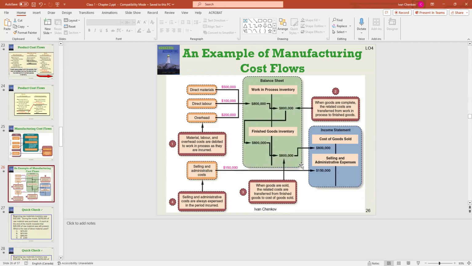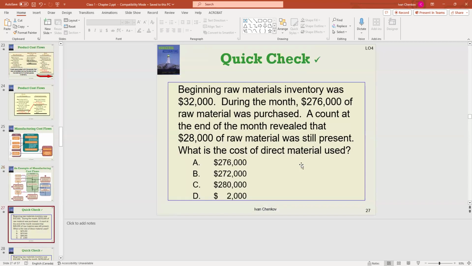We're done. Now let's go and do this example. Go over all the calculations one more time. So here we're going to have beginning raw material inventory of 32,000. During the month, 276,000 of the raw material was purchased. At the end of the period, we check how much raw material we have left. We found 28,000. What's the cost of direct material that we used?